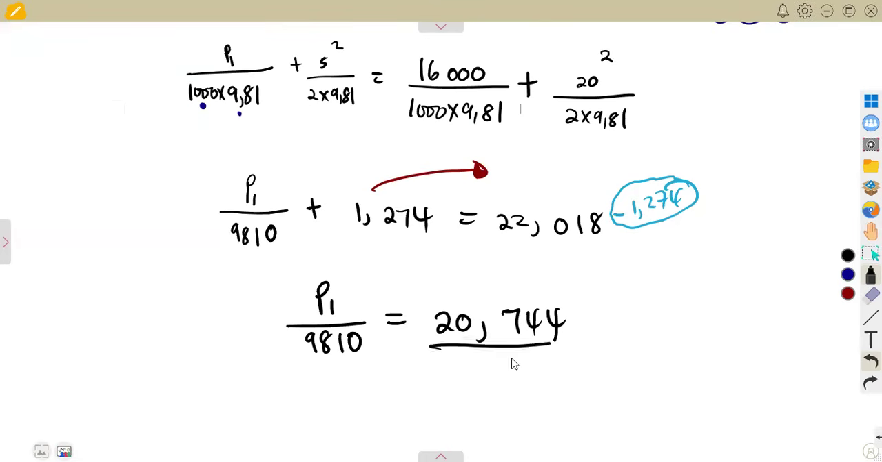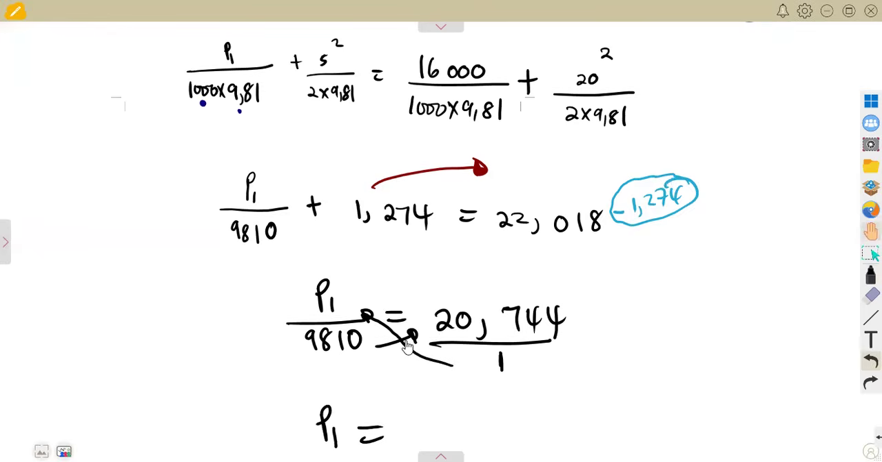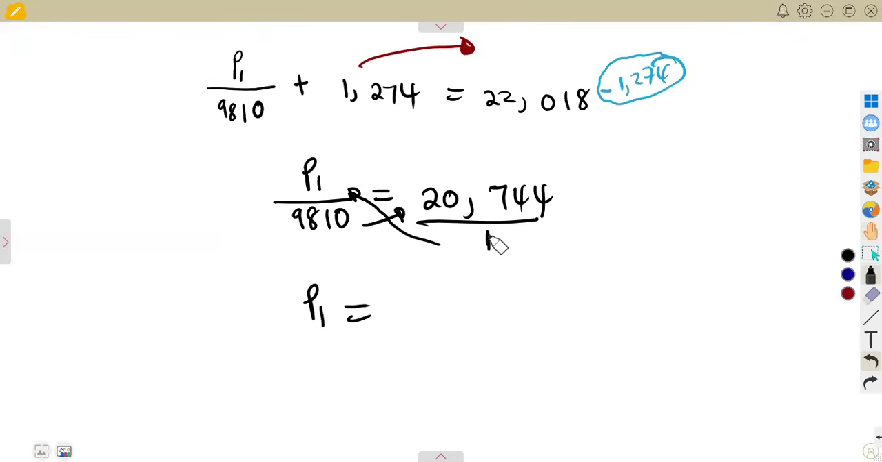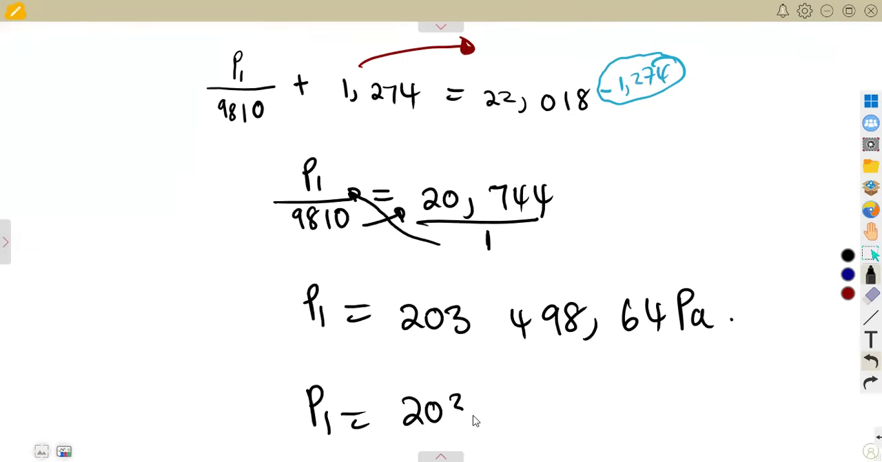And that was going to be 20.744. Then you're going to cross multiply because this is the same as over 1. So this multiplies here, this multiplies here. It's 1 times P1, which is P1. And that will be 9,810 times 20.744, which is 203,498.64 Pascal. You can divide by 1,000 to convert to kilopascal. That will be 203.499 kilopascal.